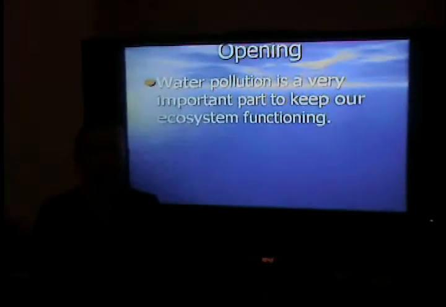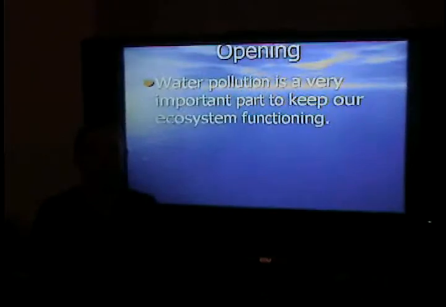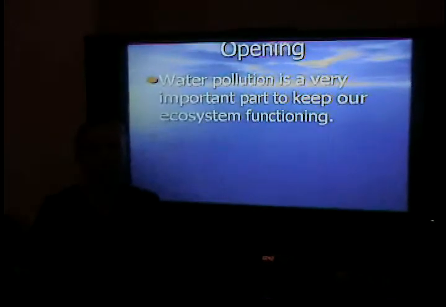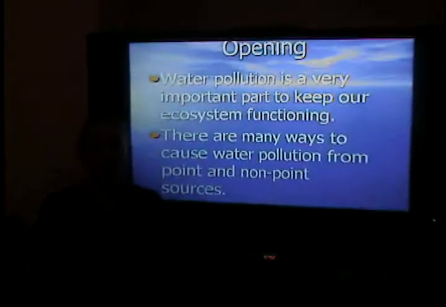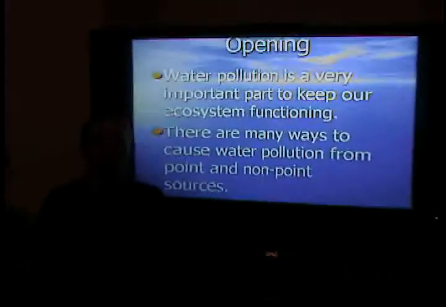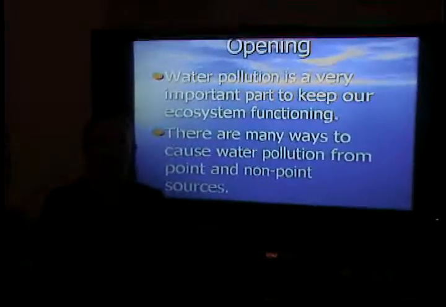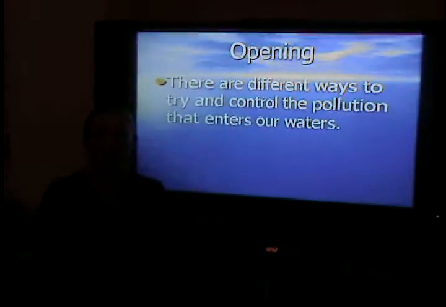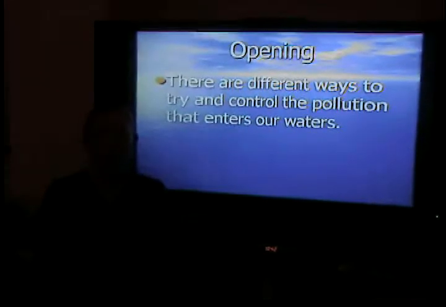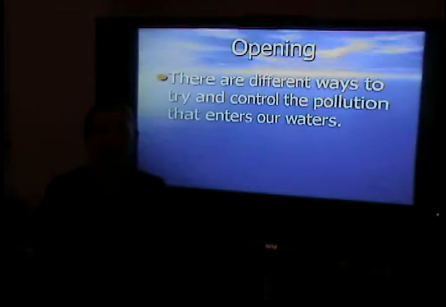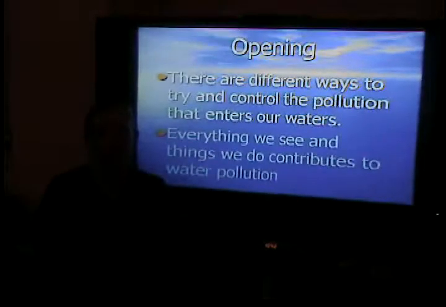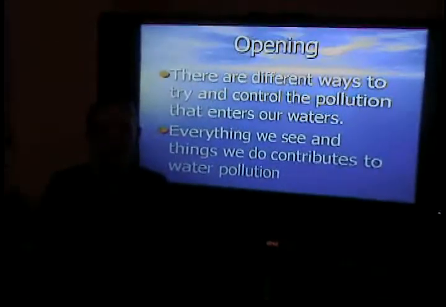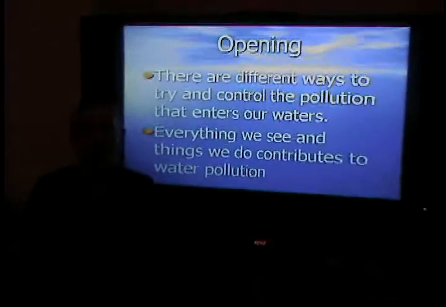Water pollution is a very important part of keeping our ecosystem functioning. There are many ways to cause water pollution, from point and non-point sources. There are different ways to try to control the pollution that enters our waters. Everything we see and things we do contribute to water pollution.